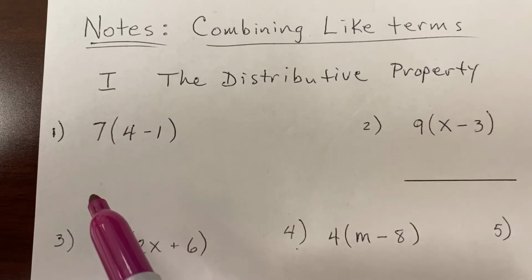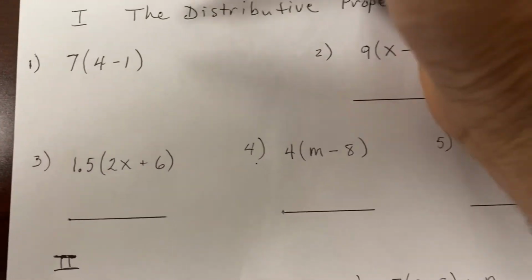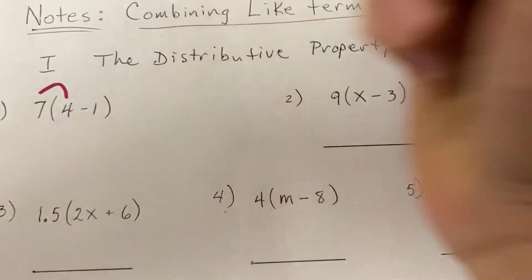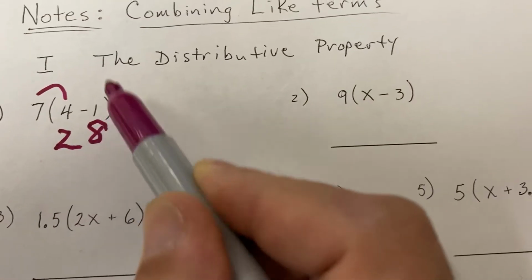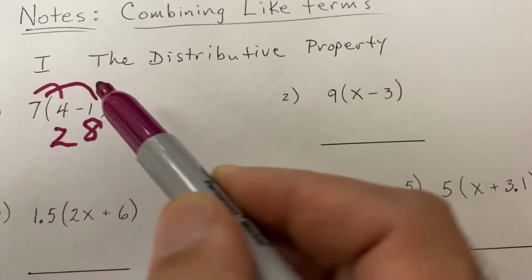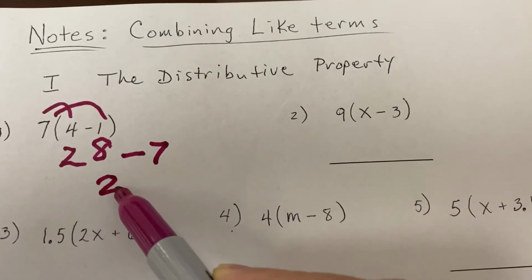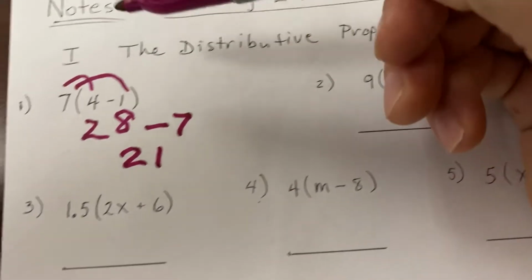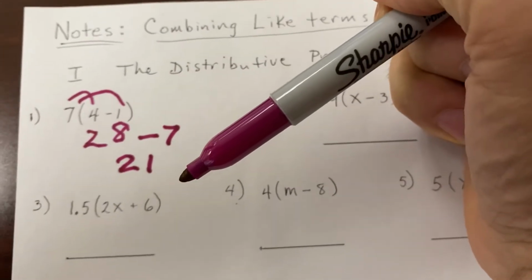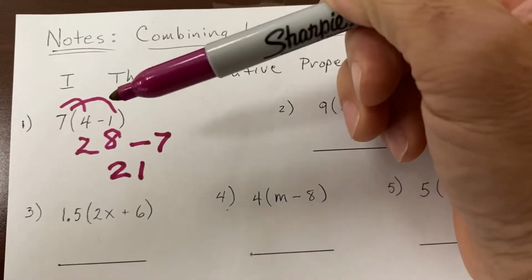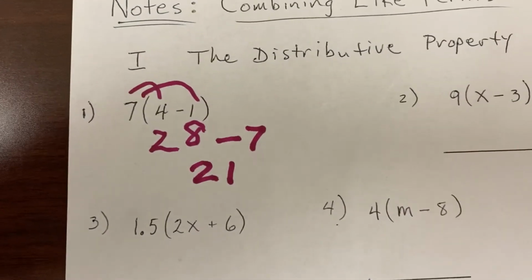3 times 7, 21. And I just want to show you that the distributive property actually works here. If you do 7 times 4, that's 28. 7 times 1 is 7. And 28 minus 7, oh look, 21. Well, hey, isn't that what we would get if we did 4 minus 1 is 3 and 3 times 7? And you might say, yeah, why would you do that when you can just subtract? Well, I'm not saying you would do that. I'm just saying it would work.